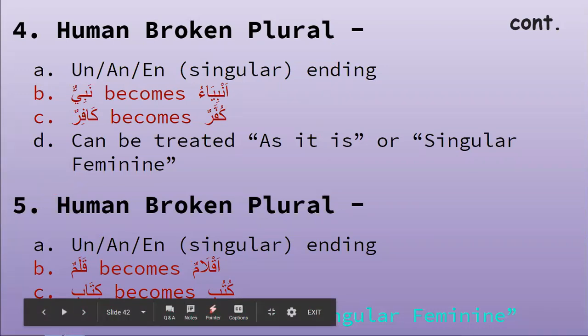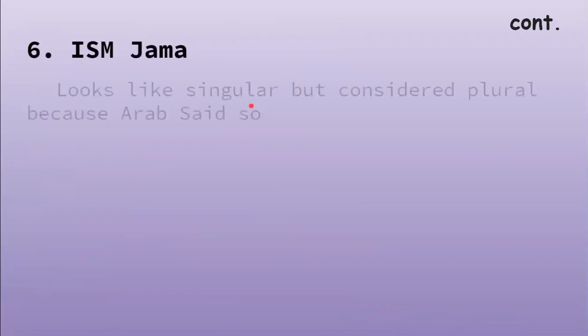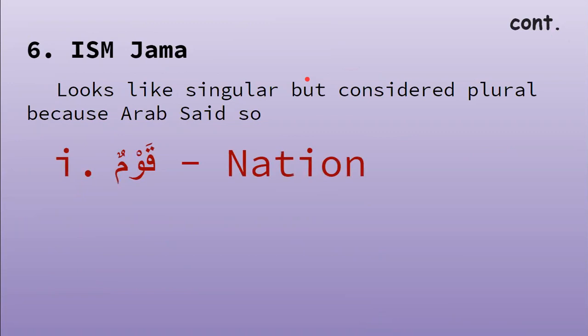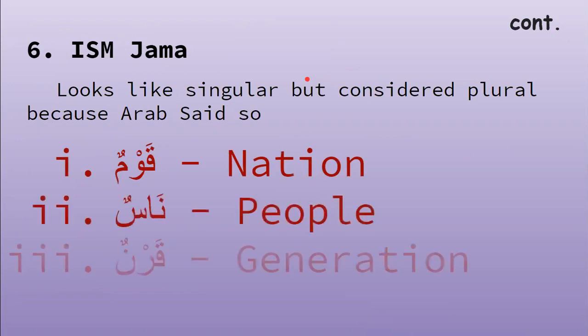Okay. So moving forward, the last type of plural is ism jama. Ism jama is what you can call a collective plural, or plural because Arab said so. Some words Arabs consider plural, and so we have to learn those words. Three words for you: qaumun, nasun, qarnun.